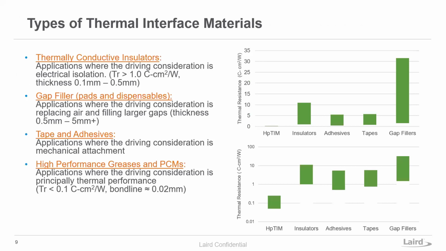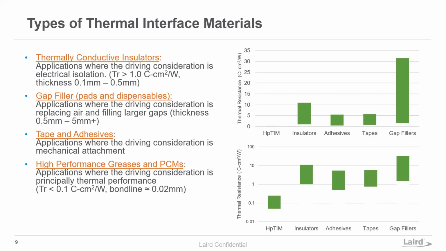All right, getting into more details specifically on thermal interface materials, I like to divide them into 4 classifications, and we'll dive into each of these in a little more detail as we go through. They are thermally conductive insulators, gap fillers, which are both pads and dispensables, tapes and adhesives, and then finally high performance grease and phase change materials.